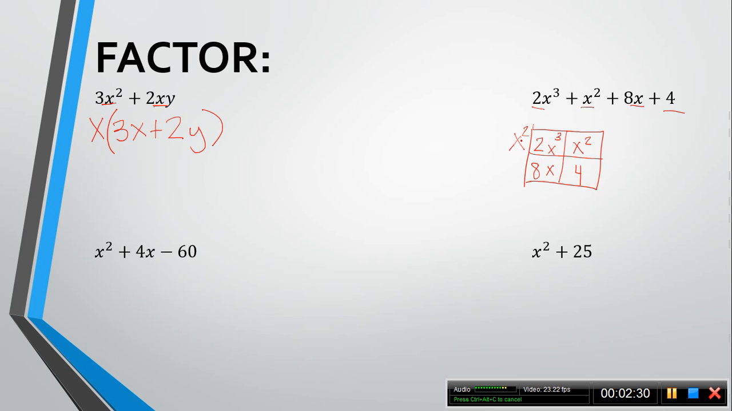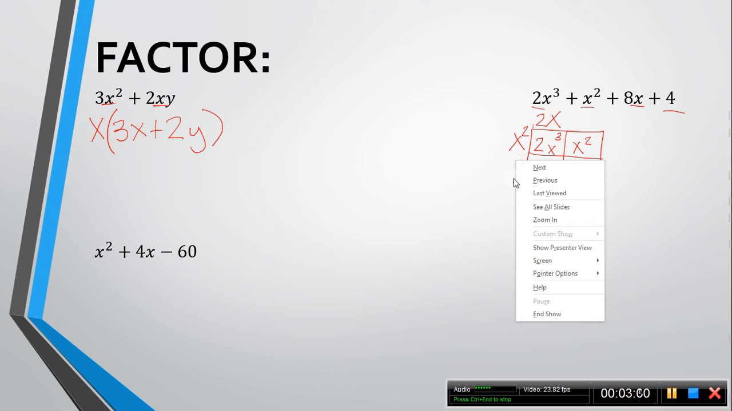So now I'm going to start asking myself, what times x squared will give me 2x cubed? So it looks like I need at least a 2 there. Then I have x squared and I need x cubed. So x squared times x will give me x cubed. So now I'm going to look down the row. So 2x times what will give me 8x. So now I need to look at the numbers. 2 times what will give me 8? That looks like it's 4.